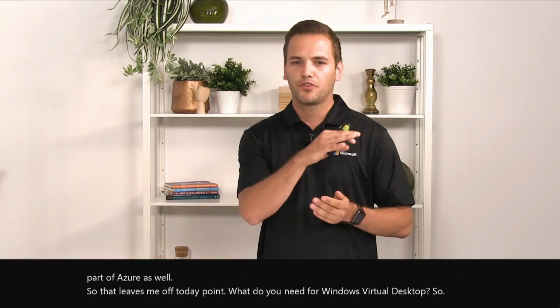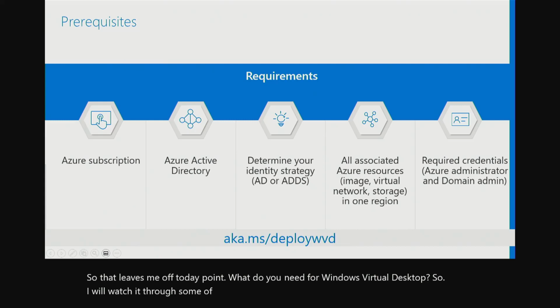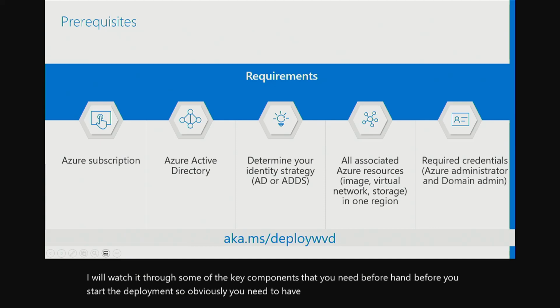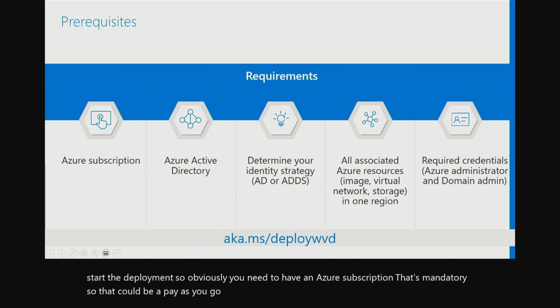So that leads me up to the point, what do you need for Windows Virtual Desktop? So I will walk you through some of the key components that you need beforehand before you start the deployment. So obviously you need to have an Azure subscription. That's mandatory. So that could be a pay-as-you-go, enterprise agreement, it doesn't really matter. Every Azure subscription type is supported.